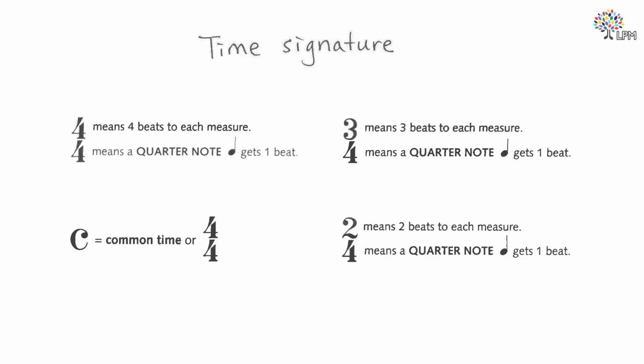As you can see in the diagram here, a 3/4 means 3 beats to each measure. 2/4 means 2 beats to each measure. Or common time, which is essentially 4/4, but written differently to indicate difference in pulse.